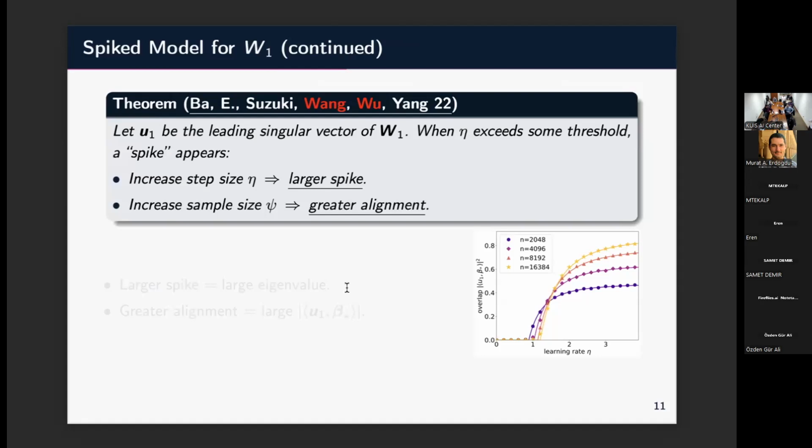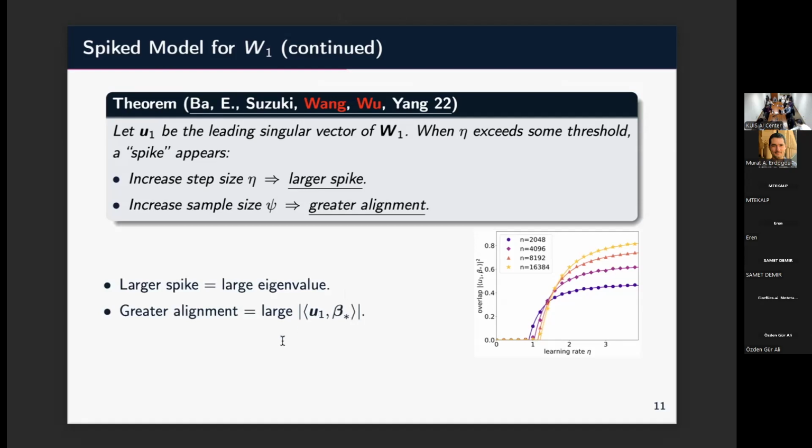So here is kind of an informal statement. Let U1 be the leading singular vector of W1, the eigenvector corresponding to the largest eigenvalue. And you have a learning rate eta, the step size in gradient descent. If it is larger than a threshold, a spike will appear, and this spike will give you better alignment if you have large sample size. So I'll show this on the figure.